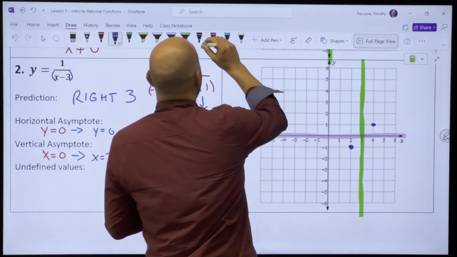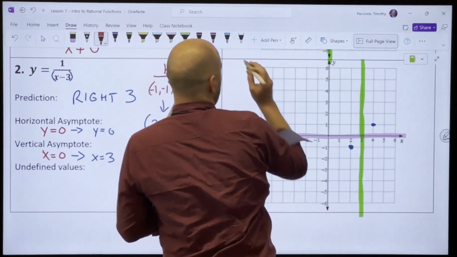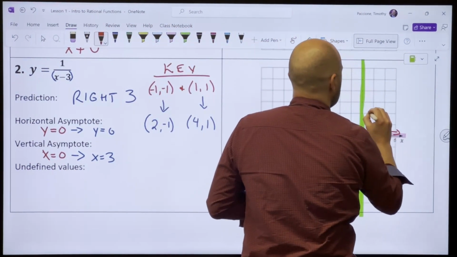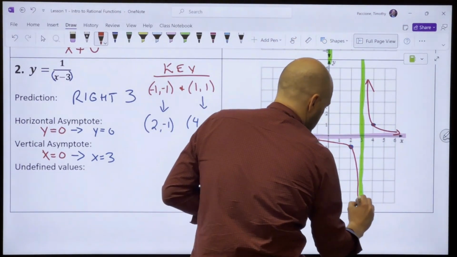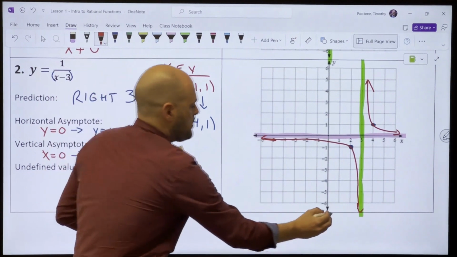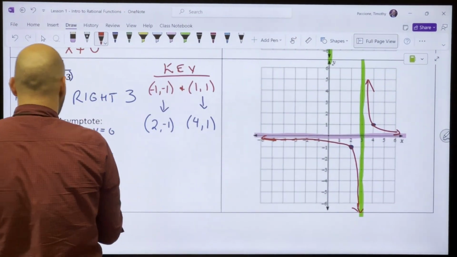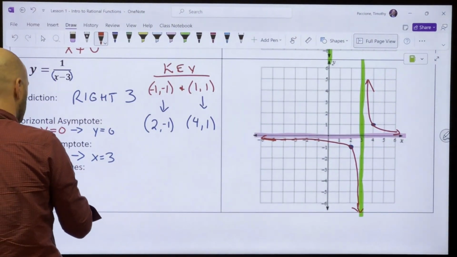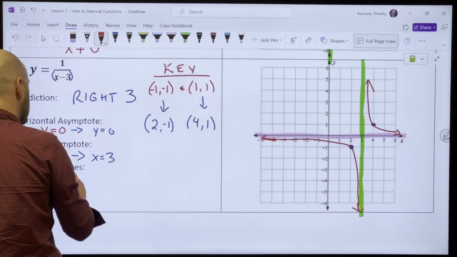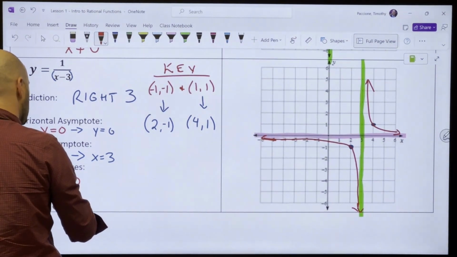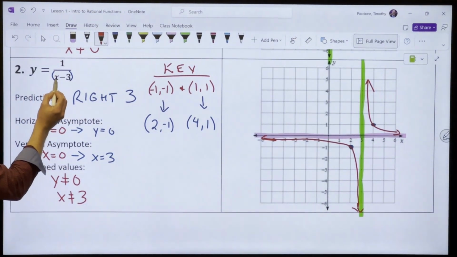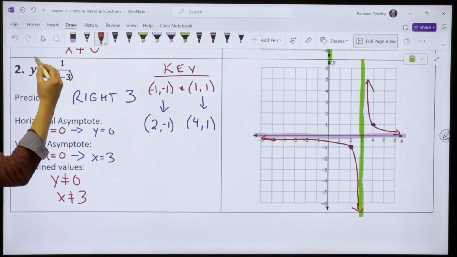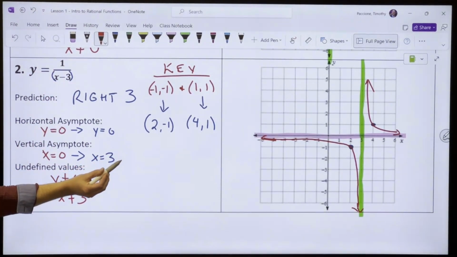And now I know I can just add my curves, right? And there's the function, okay? Now, what values cannot be defined here? Y cannot be 0, and x cannot be 3. Think about it. If x was 3, you'd have 3 minus 3 on the bottom here. That's 0. You'd be dividing by 0. It would break the function. Okay? That's why that happens.